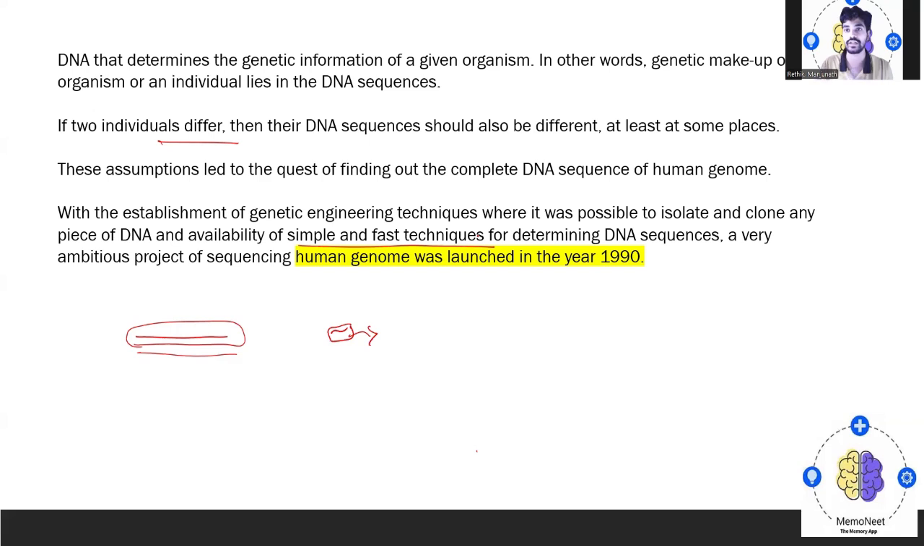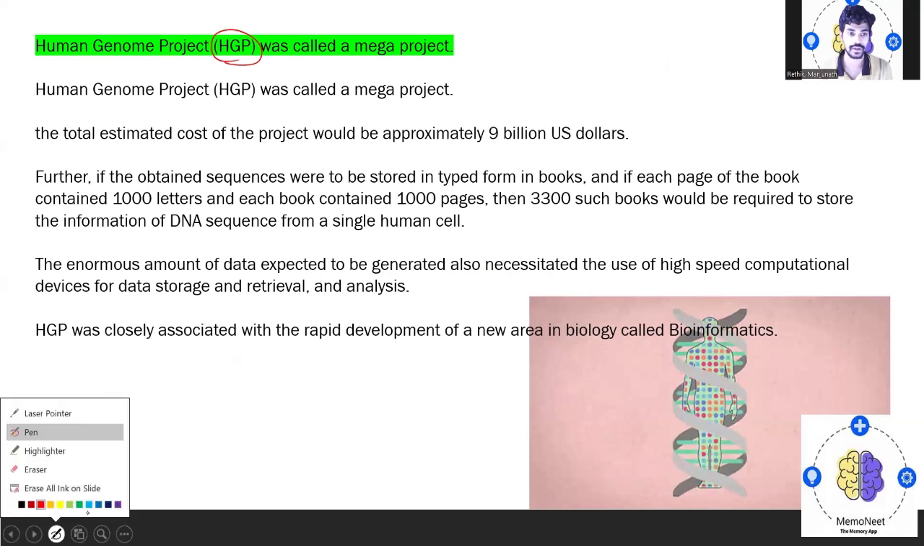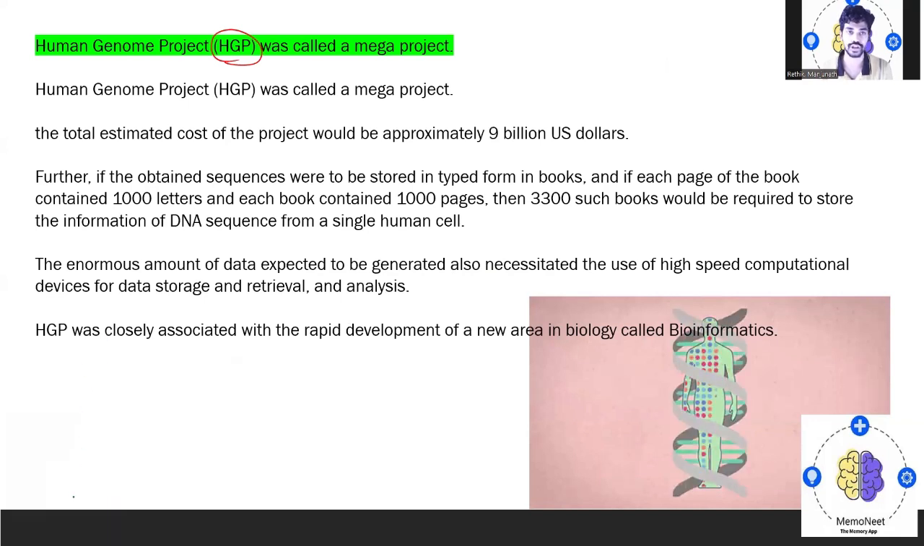And in that way, a very ambitious project was launched, that is the sequencing of the human genome. It was launched in 1990. So this is very important: in 1990, the Human Genome Project was launched. Now, what is this Human Genome Project? In short, they also call this HGP. So yeah, what is this Human Genome Project here?